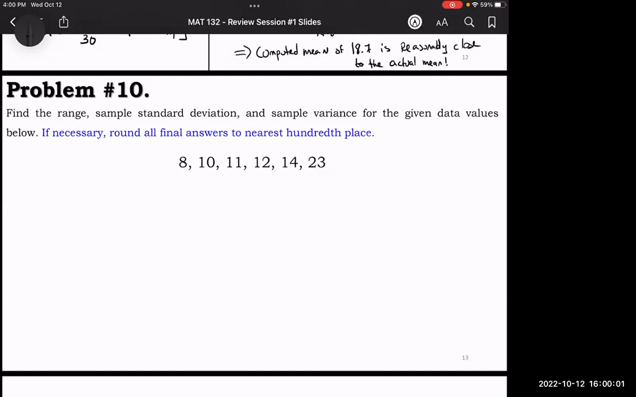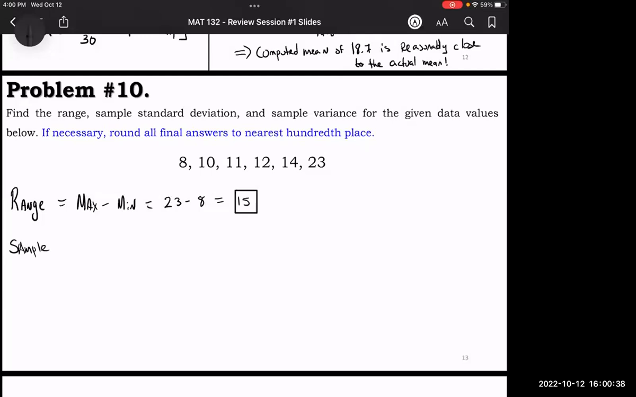Okay, so let's go about this. How do we compute the range? I think the range is the simplest way to compute variation in a data set. Maximum minus the minimum. Fortunately for us, we should be able to identify the max and min here. They're going to be what values? 23 and 8. So you do 23 minus 8, you're going to get 15. So that's it for the range. We're done. Now we have to go into sample variance and sample standard deviation.